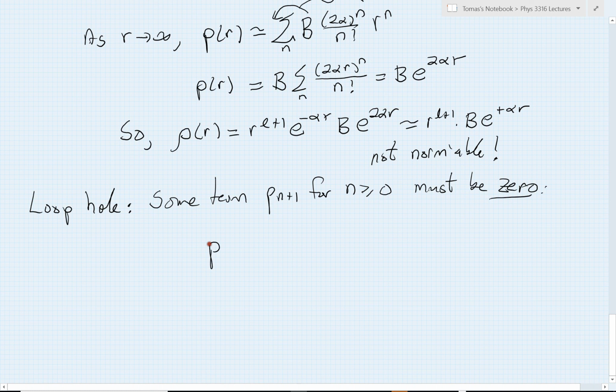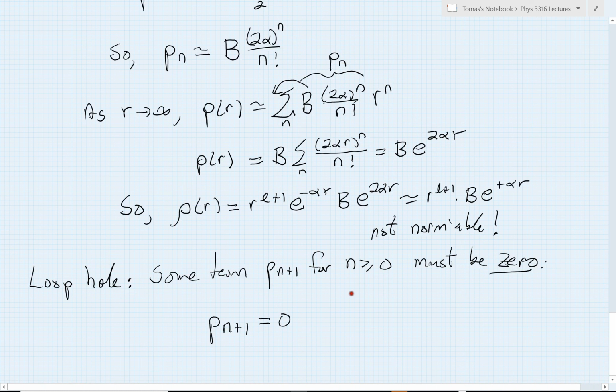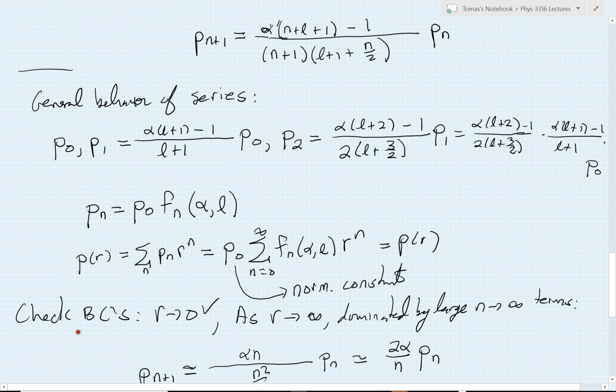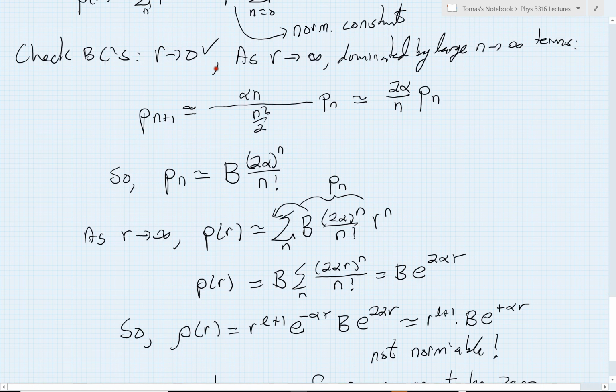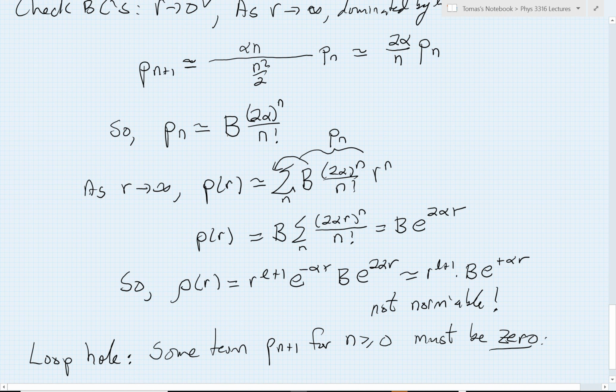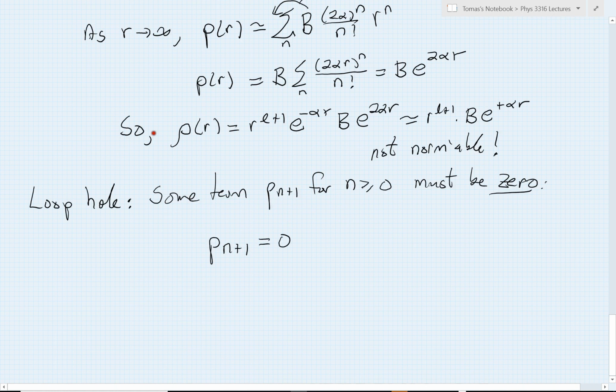If I have a term like this, where at some point in the sequence my coefficients p go to 0, that would then ensure, from my recursion relation, that all of the future terms in the series are 0, and that's the one way out. That would mean b is 0. And if b is 0, I don't have this exponential growth, and I can have a solution. So this is the only way out. I need to find special values of alpha that make one of the terms in the sequence go to 0.